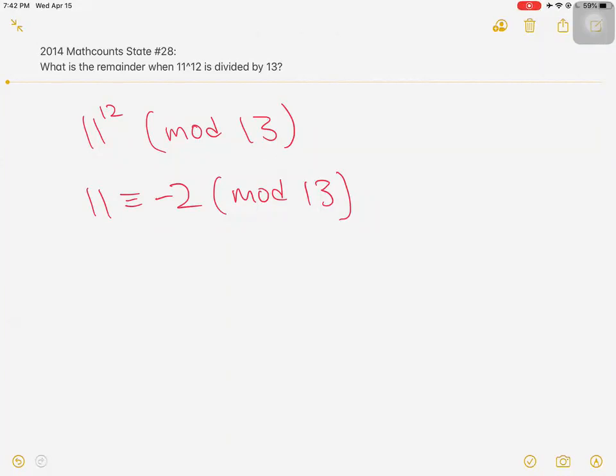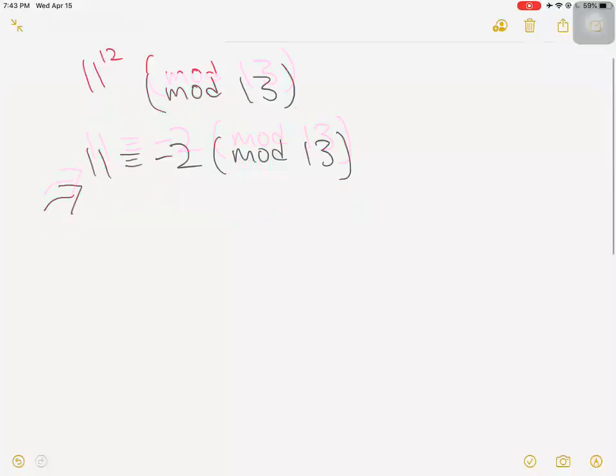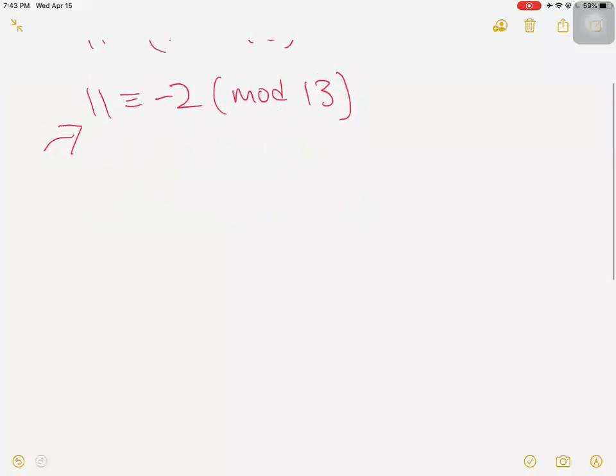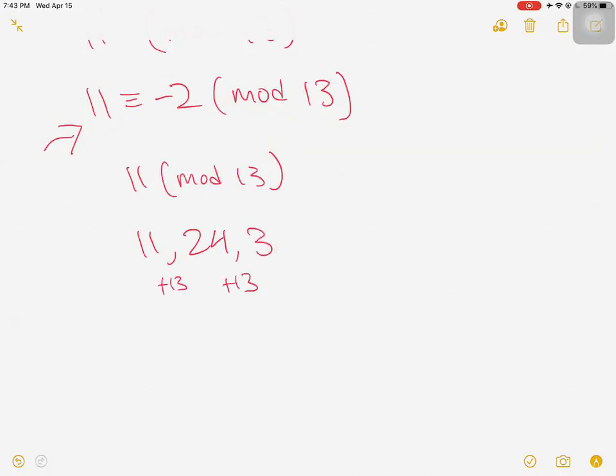Okay, if you're having a hard time understanding why this is true, let's think of all the positive numbers that are 11 mod 13, right? So 11 is 11 mod 13, but we can also add 13 to this number. So 24 is also 11 mod 13. We can add 13 again, and we get 37 is 11 mod 13. And then we can keep on going to the positive side forever. And that makes sense to everyone, right?